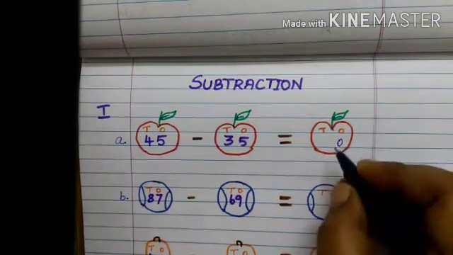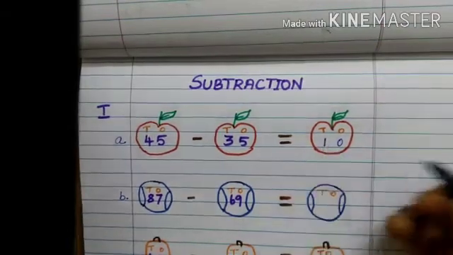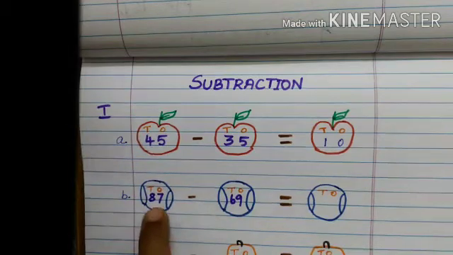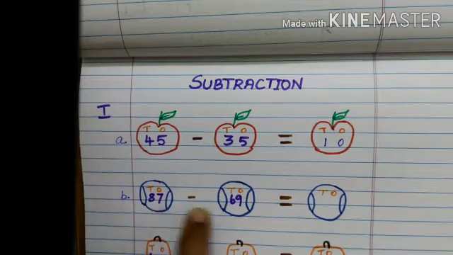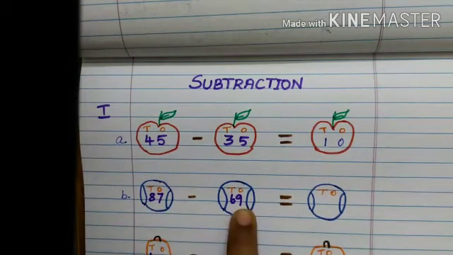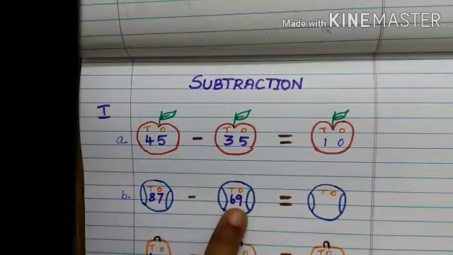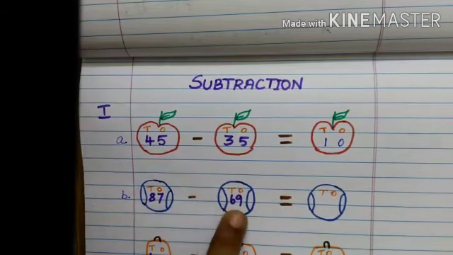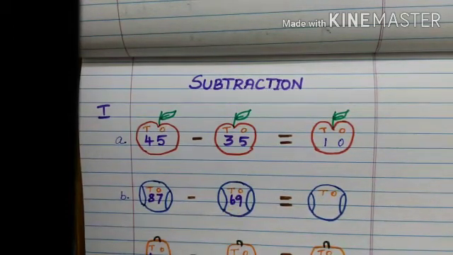So the answer is 10 in the tens place. The next sum, the second sum, is 87 and 69. Compare 87 to 69. 87 is the bigger number and 69 is the smaller number, so it is easy to do the subtraction now.